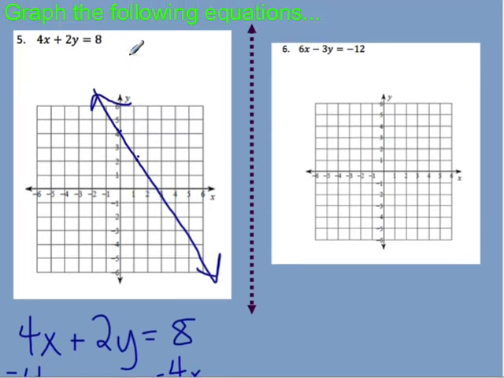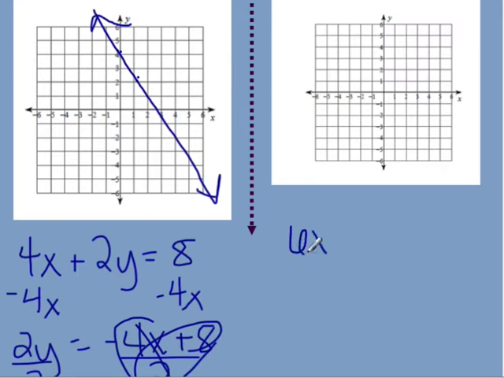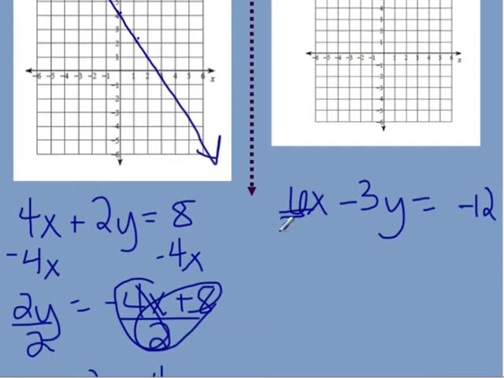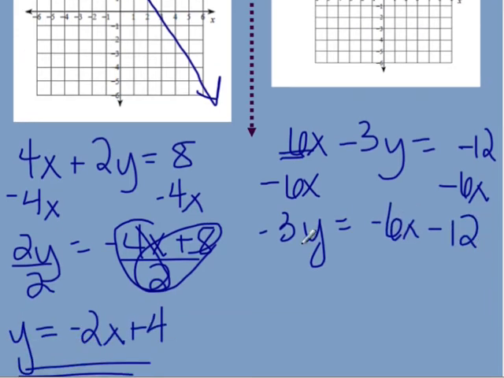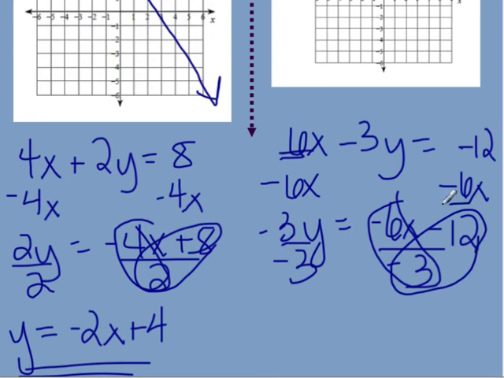Let's take a look at number 6 now. So for number 6, we have 6x minus 3y is equal to a negative 12. So this is a positive 6x. In order to get a positive 6x over to the other side, I need to subtract 6x. So then I get negative 3y is equal to a negative 6x minus 12. Then I need to divide both sides by a negative 3. So I'm going to divide each of those terms. Notice I didn't add the 6x and the 12. Those are two different terms because one has an x and one doesn't. You can't add them together.